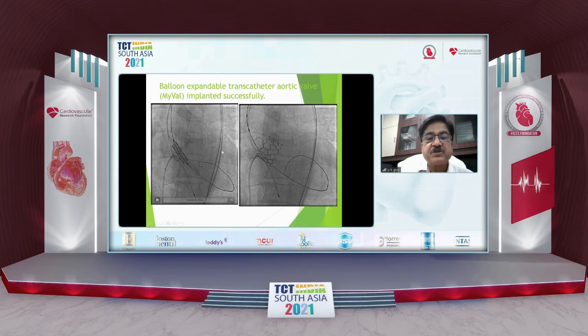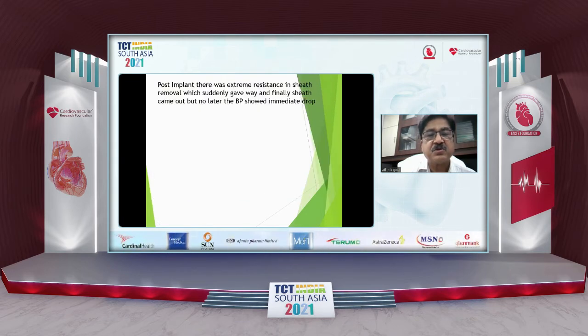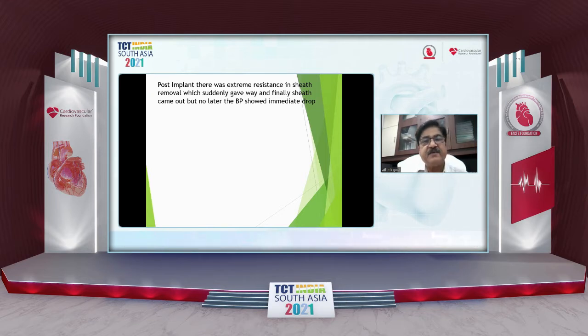The valve in position, and this is the inflated valve, and that was fine. So that was the end of the implant, and that was okay. But post-implant, there was extreme resistance in sheath removal, which suddenly gave way, and finally the sheath came out, but that was at the end of the procedure.